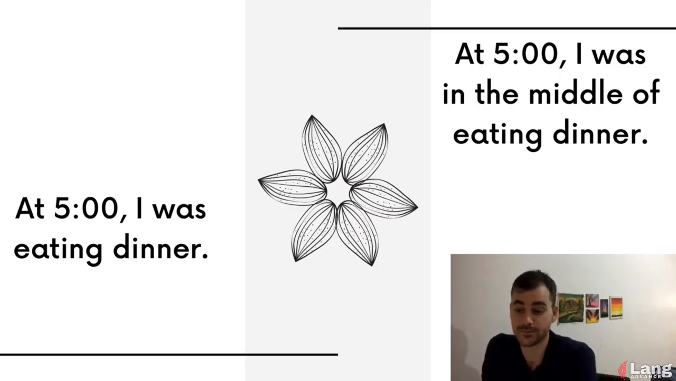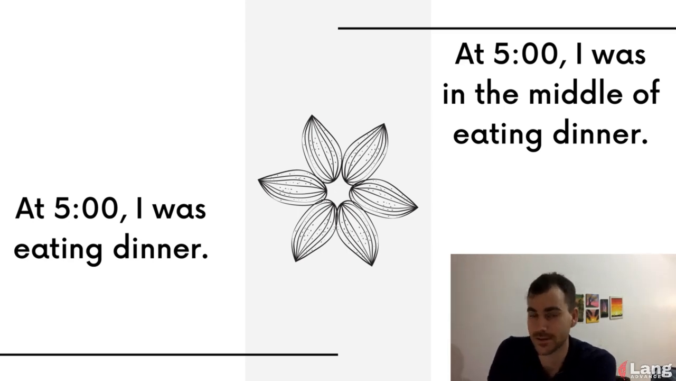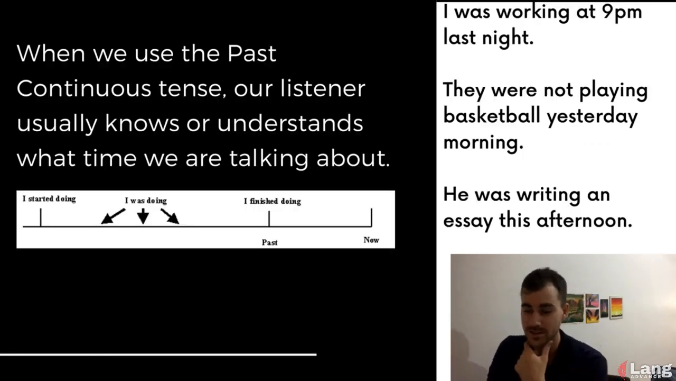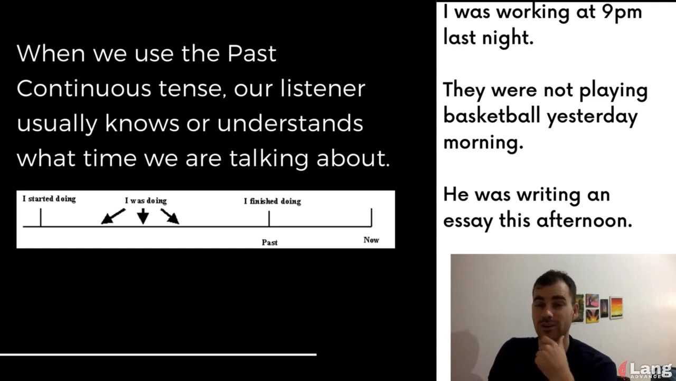Here's another example. At 5 o'clock, I was eating dinner. So this basically means at 5 o'clock, I was in the middle of eating dinner. When we use the past continuous tense, our listener usually knows or understands what time we are talking about.